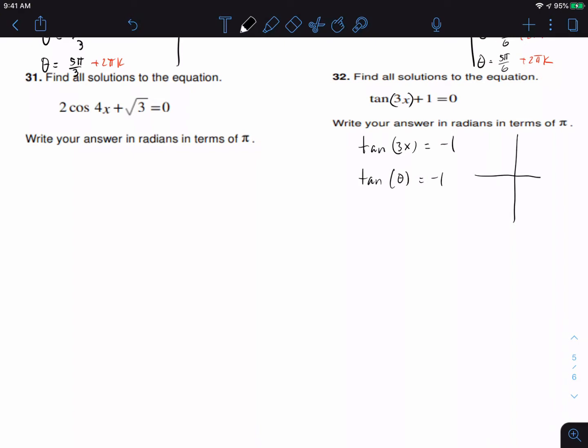So I'll draw the coordinate system. Remember, it's all students take calculus, and all students take calculus means that tangent is positive in the first and in the third quadrant. But we don't want it to be positive, we want it to be negative. So that tells me that it's going to be at this spot and at this spot. And so that's at 3 pi over 4, and this is going to be at 7 pi over 4, correct?